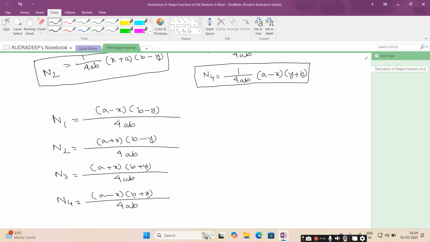So in the next video, we'll come with the T6 element, how we'll get the shape functions for those.